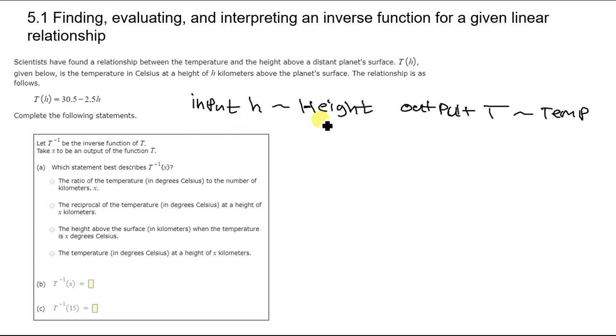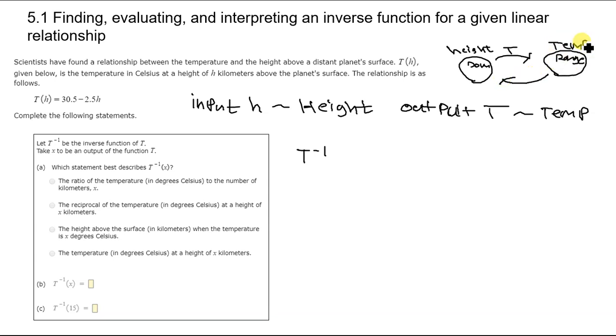Now what we want is to write down what will be the input and the output of the inverse function T inverse. Remember, we take the domain, T goes forward, input here was height, T takes the domain to the range value here, the temperature. And so the inverse function will eat a temperature and it will spit out the corresponding height. The input has to be a temperature and the output has to be a height. So let's see which of these statements describes that.